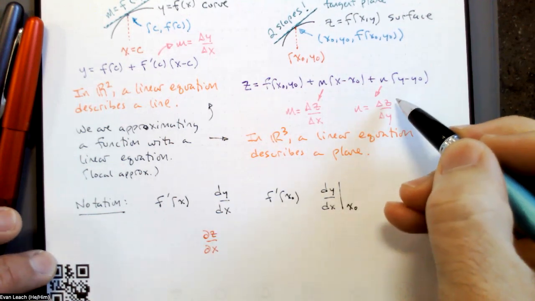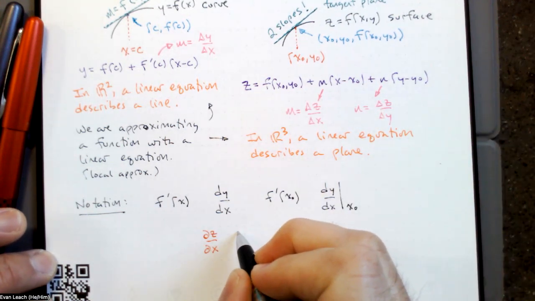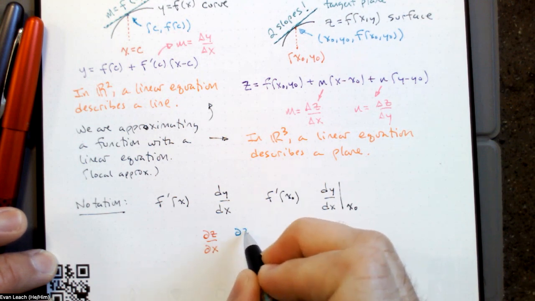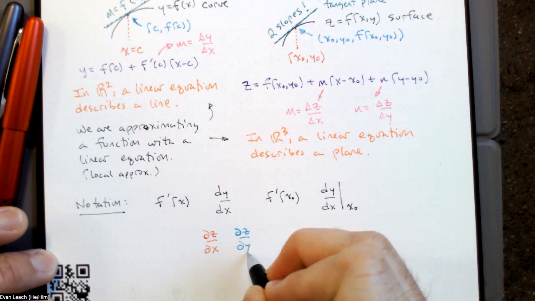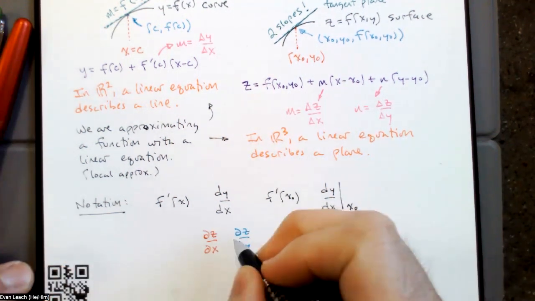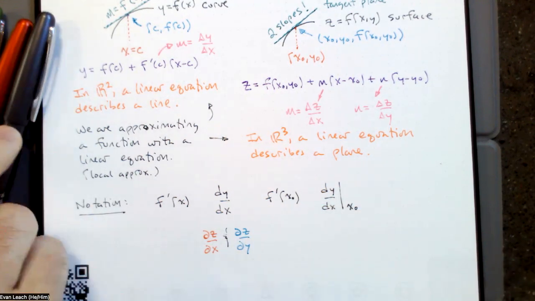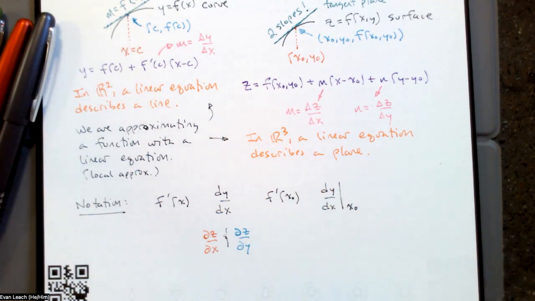But we have another one. We also have a dz dy, and we do the same kind of thing. Make a backward 6, dz, backward 6, dy. The reason that we like this notation is because it looks like a slope. It looks like delta z over delta x, which is what we're trying to describe. We're trying to describe the slope, a direction. So how is z changing in the x direction? How is z changing in the y direction?